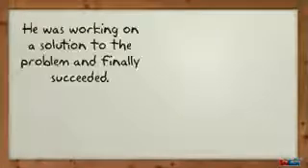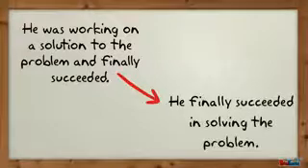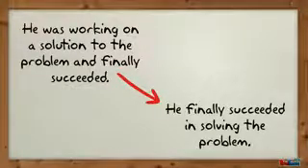One more. He was working on a solution to the problem and finally succeeded. Now that becomes, he finally succeeded in solving the problem. Here's a hint. Whenever you see a noun with the tion ending, a lot of times that can become the verb. For example, here, solution becomes solve.